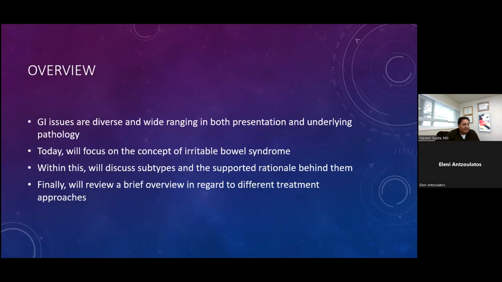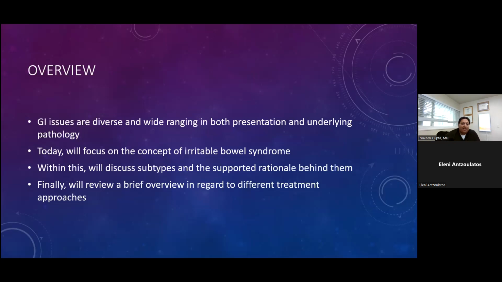Irritable bowel syndrome in and of itself is not really one entity. In the GI world, it's such a diverse, wide-ranging field in the sense that you can have two patients with the same disease have completely separate symptoms and vice versa. You can have two patients with completely different diseases who present with the exact same symptoms.